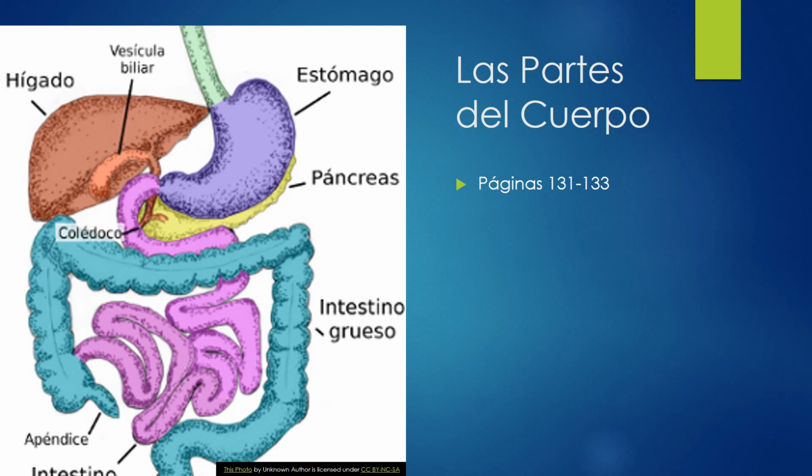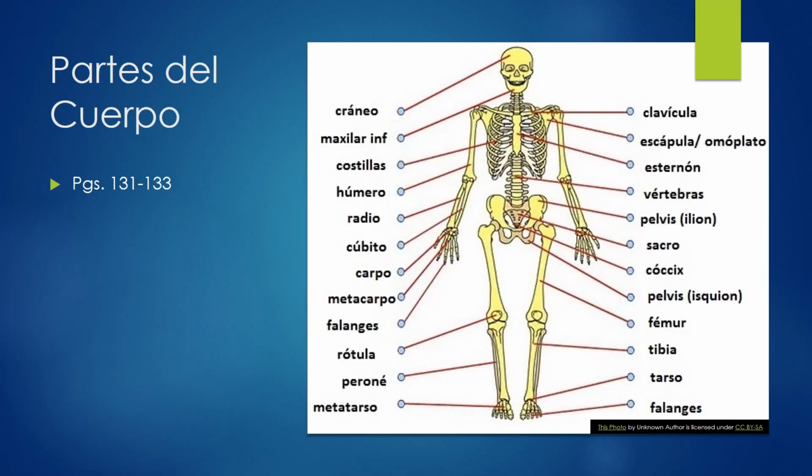So take a look again at pages 131 to 133. Here we have just some skeletal vocab. Again, if you are going to be maybe a dentist or something like that, you probably wouldn't need to know all of these bones, but depending on what field you want to get into, I would focus on just those parts of the body for now.